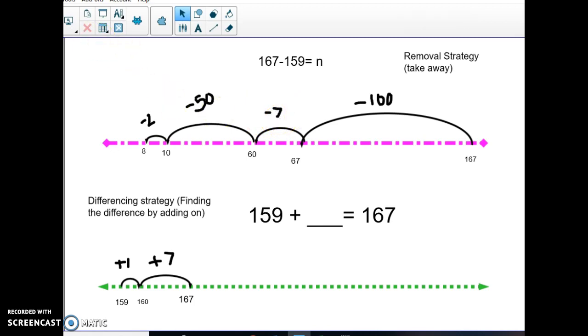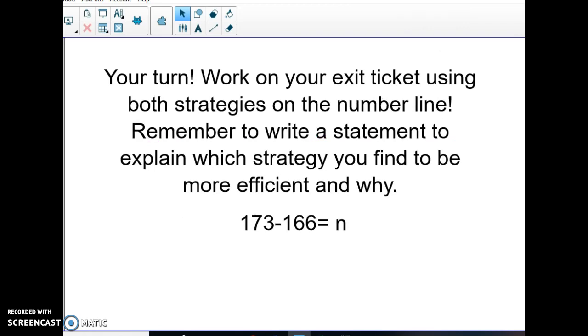So guys, now it's your turn. Work on your exit ticket using both strategies on the number line. Remember to write a statement to explain which strategy you find to be more efficient and why. And yours is 173 minus 166 equals n. Go for it.